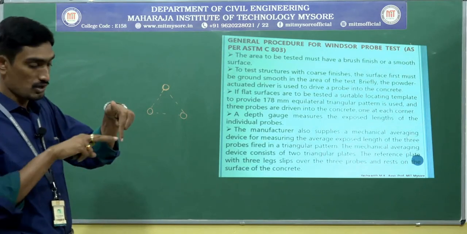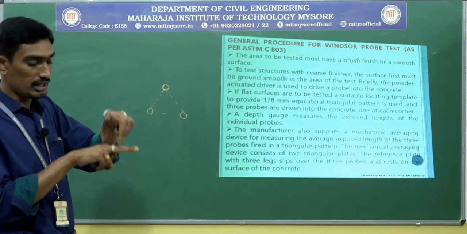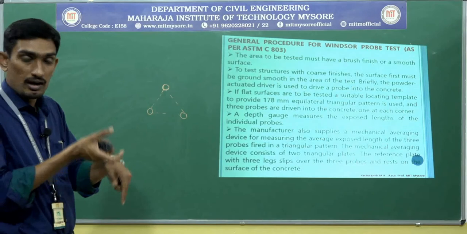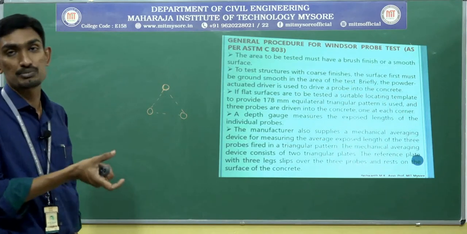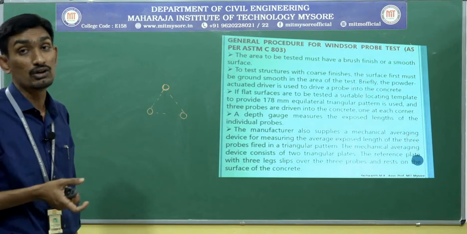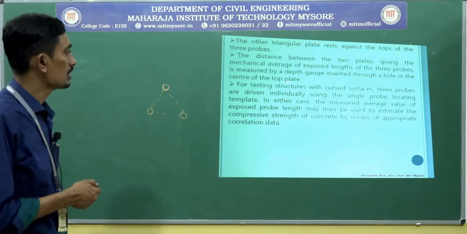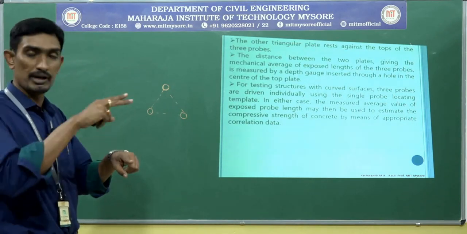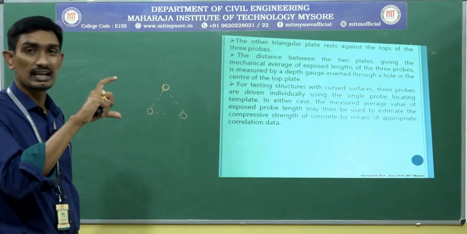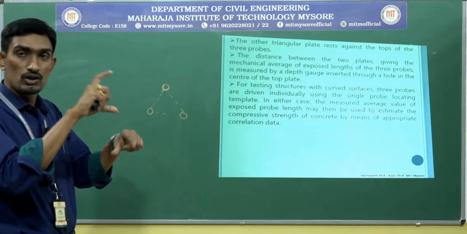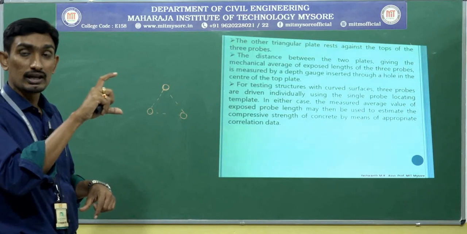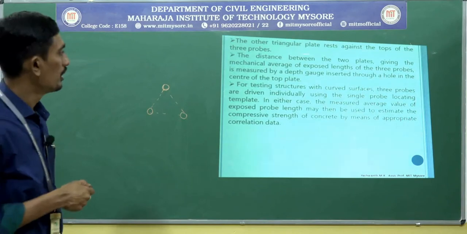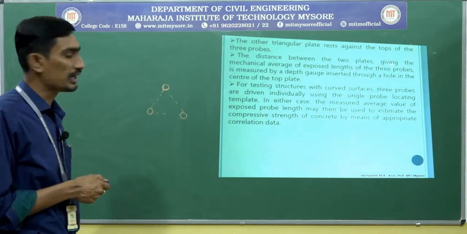Okay, this is the penetration. They are going to provide a plate here. On that particular plate, this probe will be resting, so that you can firmly fix the measuring gauge on the reference plate and measure perfectly without any undulations. The other triangular plate rests against the top of the three probes. One will be at the bottom, one at the top, so that you can measure clearly. In between these two reference plates, you measure the linear dimension of the exposed probes.